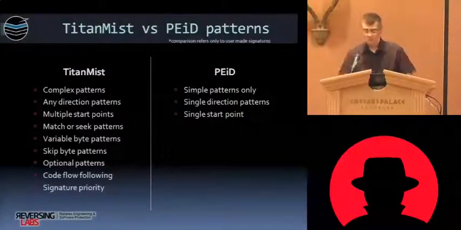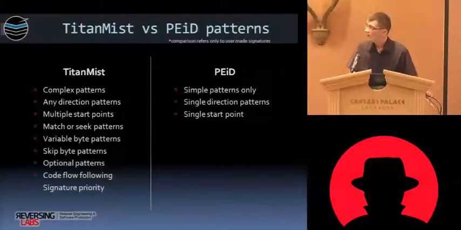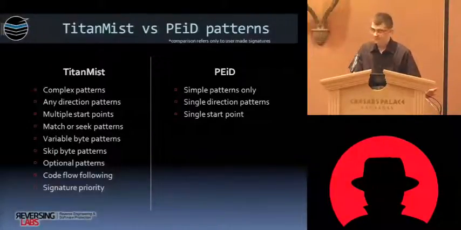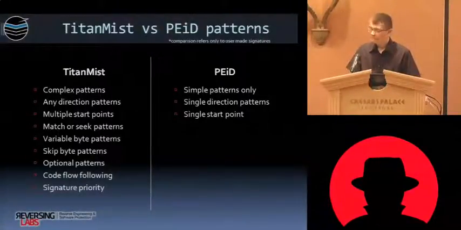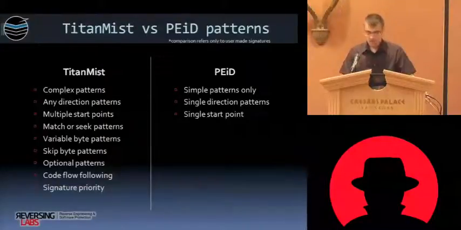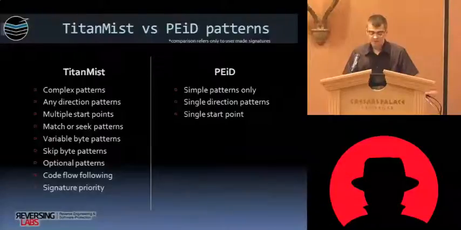So in comparison to the PID, here is the comparison just between the identification parts between the TitanMist and the PID. Of course, this only relates to the user database, because PID is a program, it has its own internal database which has its own rules. So it's far more complex than the user database user can actually extend. So we are just comparing the databases. So for the TitanMist, you can have complex patterns, and for the PID, you can only have the simple ones, which are just wildcards and bit masking.